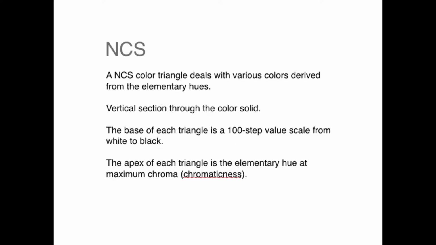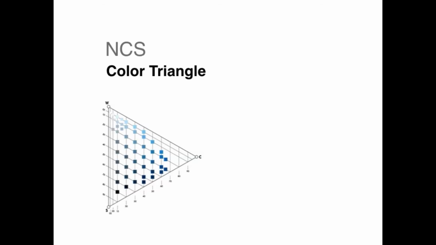A color triangle is a kind of a subset. It examines one color family that's derived from an elementary hue blend. It is considered a vertical section through the color solid. The base of each triangle has 100 steps of value from white to black. And the apex, or the outer reach of the triangle, is the hue at maximum chroma, also known as chromaticness. So this is what the color triangle looks like.